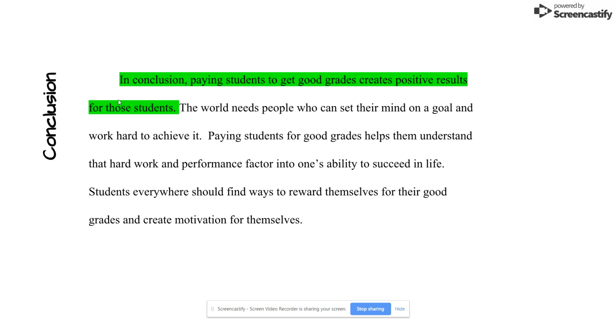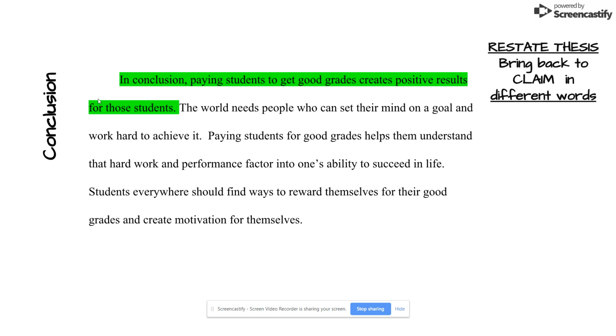There's a reason for that. It is because the author is restating their thesis. They are bringing the reader back to the claim, but in different words. So reminding them about this opinion that students should get paid for their good grades.